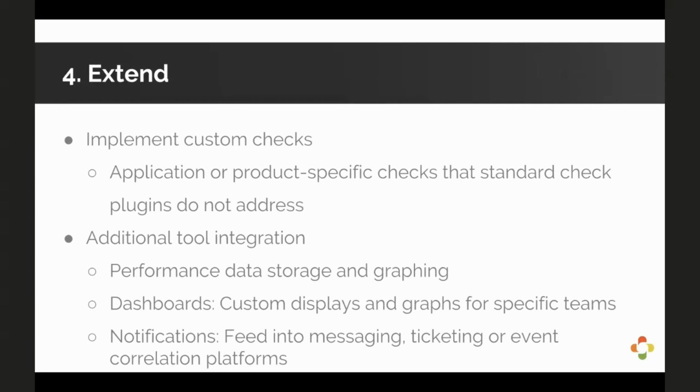Right. So now we're on extend, right? In the extend phase, once you've got everything monitoring at a basic level, it's a great time to start implementing your custom checks. These are application or product specific checks that the standard check plugins do not address. There is a very large library of check plugins out there for Icinga. Basically anything that follows the Nagios check plugin monitoring standard can be used in Icinga as well. There's just a little bit of glue code that has to be written, usually in the form of check commands and services.